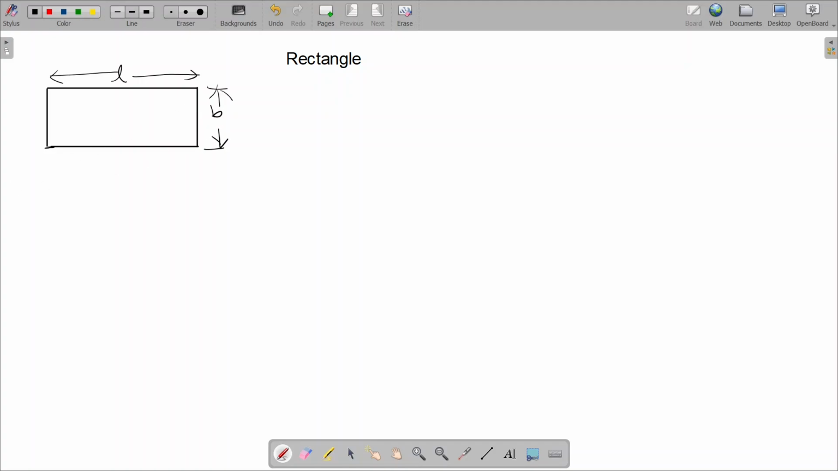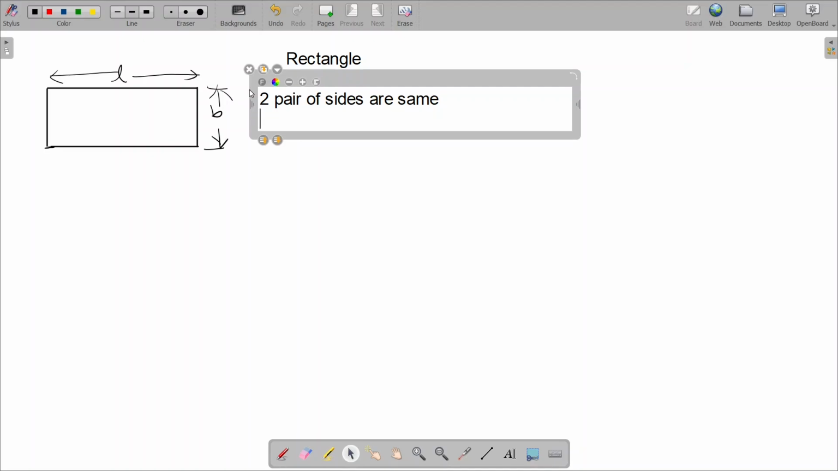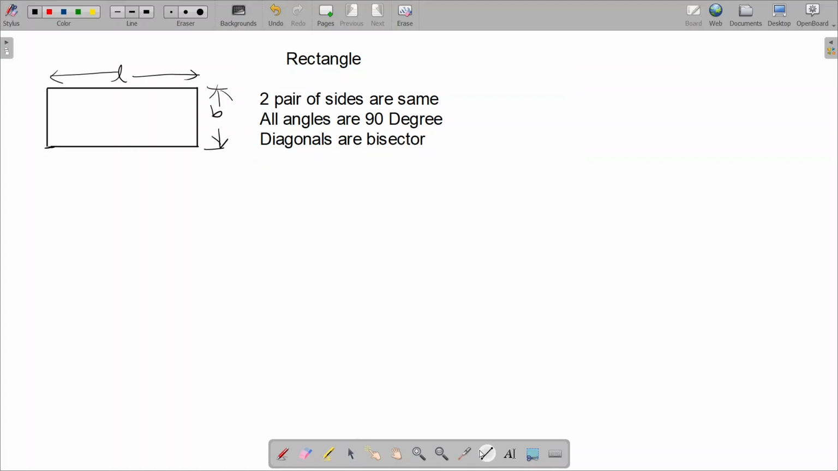So again, we'll write the properties. First, we'll write the properties of a rectangle. In a rectangle, two pairs of sides are the same. All angles are 90 degree, and diagonals are only bisectors. In a square, diagonals were perpendicular bisectors, but in a rectangle, diagonals are only bisectors.